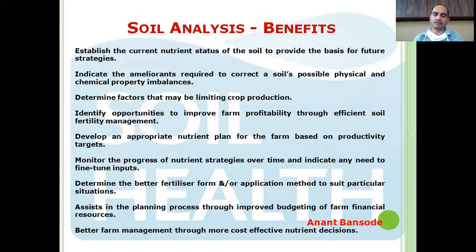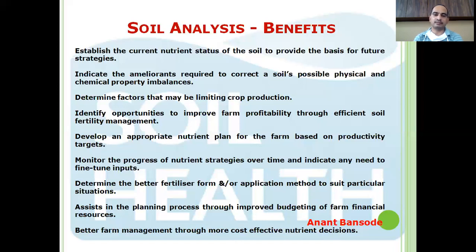And then once we are finalizing strategies with the help of soil analysis, we need to fine tune the strategies over time. Repeated soil analysis will help us to fine tune those strategies. And then the soil analysis also helps us to choose the form or application method of a fertilizer. Some forms of fertilizers are not effective in alkaline soil, we need to use some other form, or some method of application is not useful in soil where alkalinity is there, so that can be decided with the help of soil analysis.